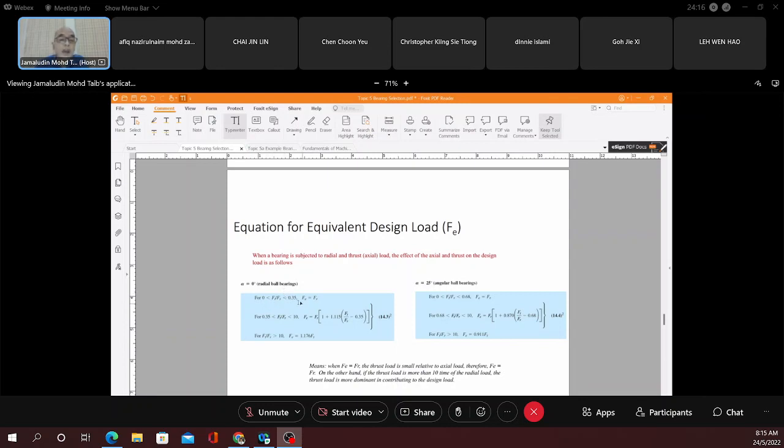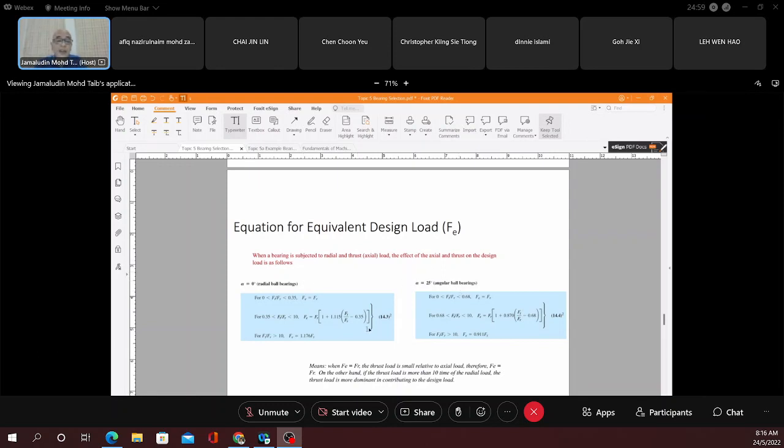If FT over FR is less than 0.35, basically the thrust has no effect. That's what it means: FE equals radial only. In between that and 10, the ratio between FT and FR, this will be the equation. And finally, if FT is larger than 10, we only take a value of 1.176 of thrust load. This is how the relationship of the radial and thrust load is taken into account. This is a very specific equation for a specific type of bearing, even within a single catalog. In SKF, you have radial ball with different formulas, angular ball with different formulas. You have to refer to that.